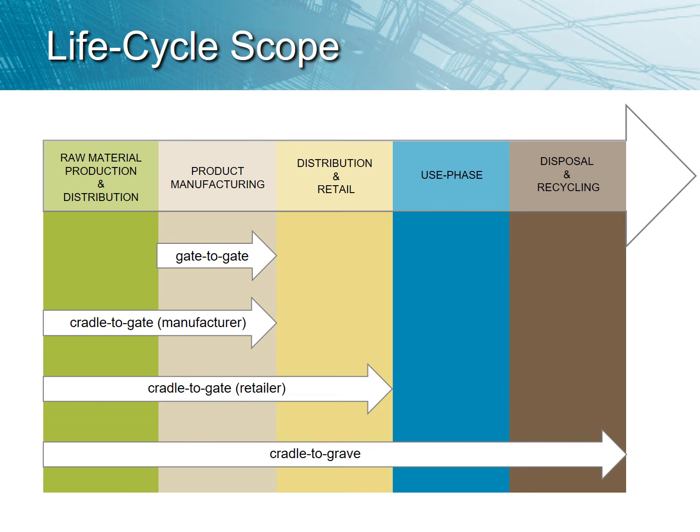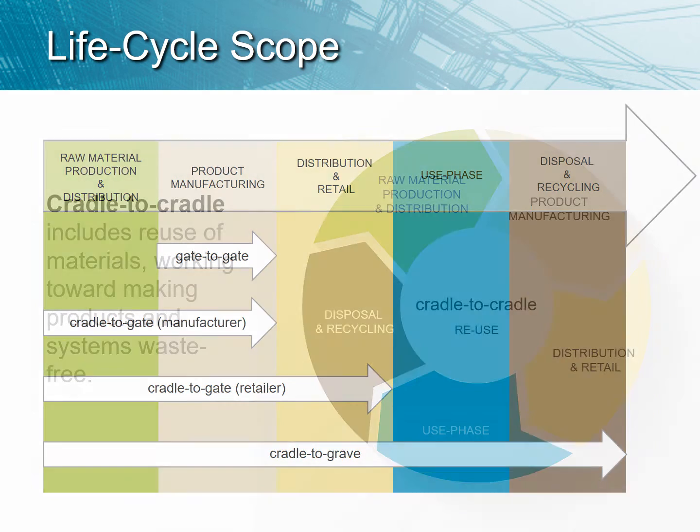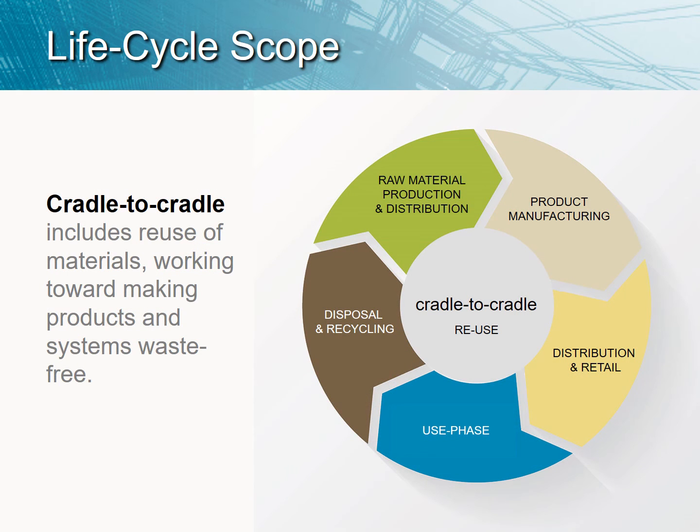Additionally, some products and systems are trying to close the loop, as it's called, by looking at the cradle-to-cradle life cycle scope. Beyond cradle to grave, these products and systems are aiming to reuse materials, working towards making the product or system as close to waste-free as possible. In this way, they are trying to mimic ecosystems and make the best use of all of the products involved.